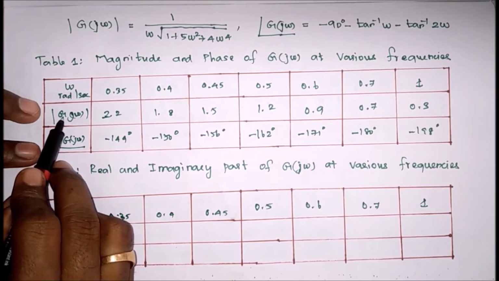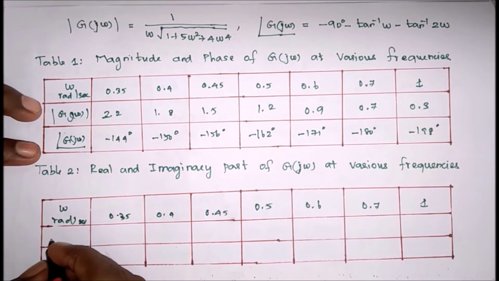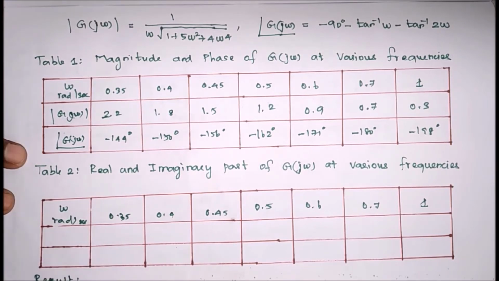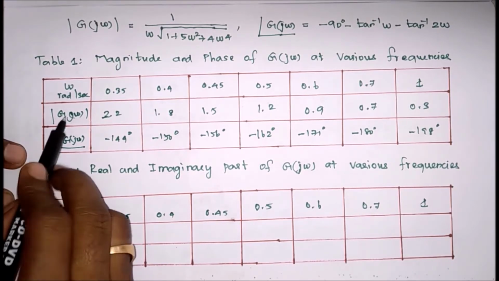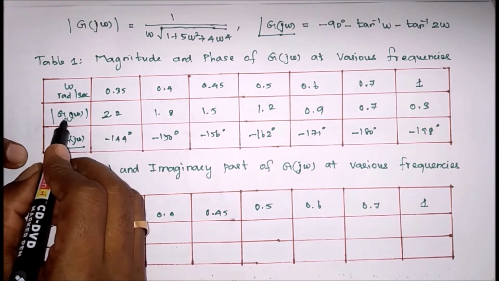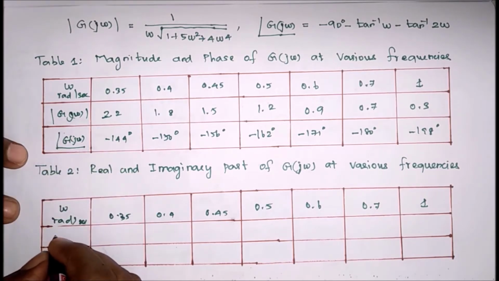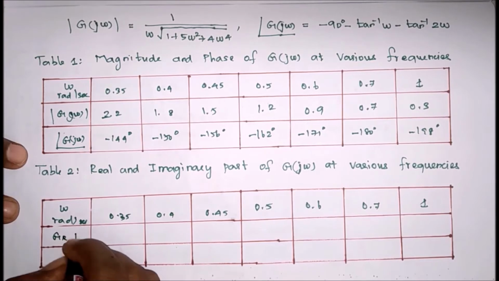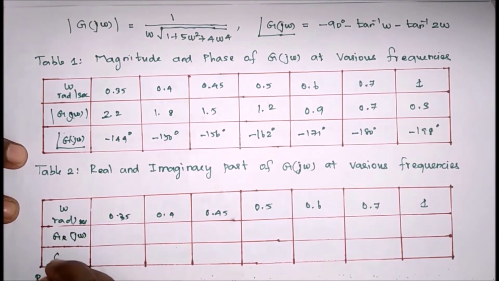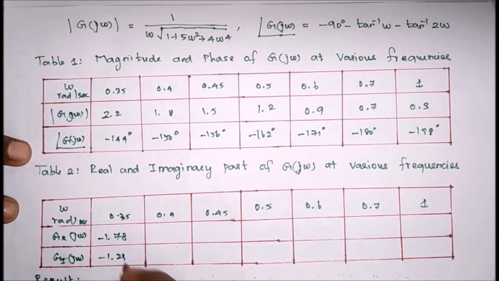By using a calculator, we can convert these polar coordinates into complex coordinates. It means we can convert these polar coordinates into rectangular coordinates. In the calculator we will get magnitude and angle. If we convert this into rectangular coordinates, we will get the real part of G of j omega and the imaginary part of G of j omega. So for these values we will get real and imaginary values.